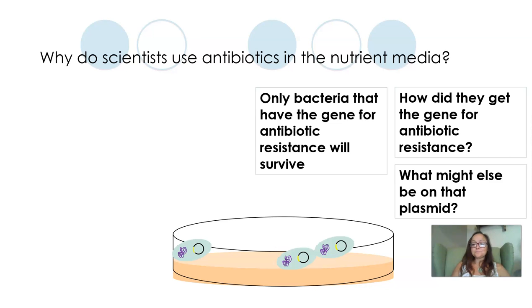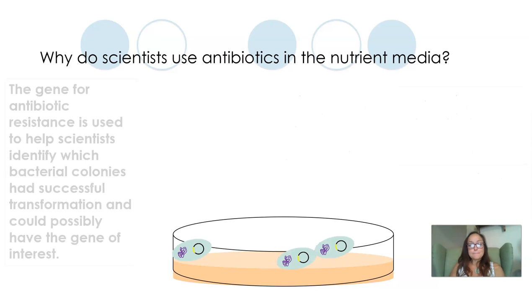They got it on the plasmid. Now, here's the other important part. What might else be on that plasmid? Well, hopefully it's the gene of interest. Whatever gene the scientists are hoping to make copies of or to express is also on that plasmid.